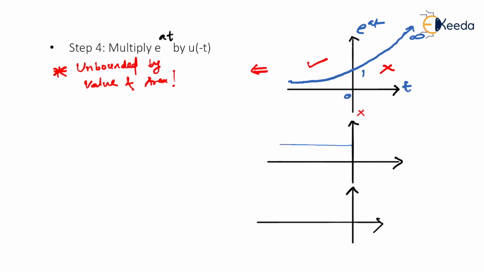So definitely I need to have such a type of characteristic. On left hand side it has amplitude 1 and right hand side it has amplitude equal to 0, and naturally such a characteristic we know as u of minus t, and that's the reason why we said that we have to multiply e to the power at by u of minus t. The ultimate aim is not going to change. I want to convert unbounded by value and unbounded by area to a bounded by value and bounded by area characteristic.